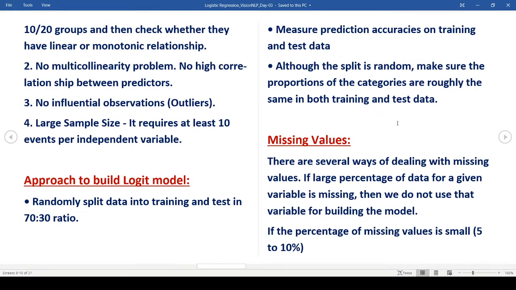right? And here when we talk about missing values, this is most important, guys, you should focus on this particular thing. There are several ways of dealing with missing values. If your data is very large, there might be chances that you have a lot of missing values. Then we do not use that variable for building the model.